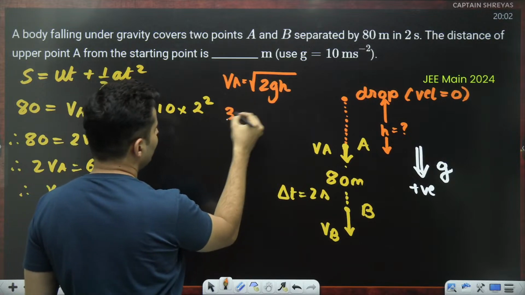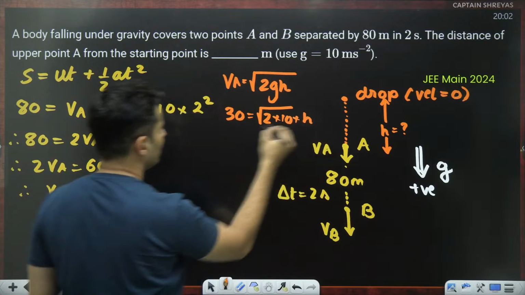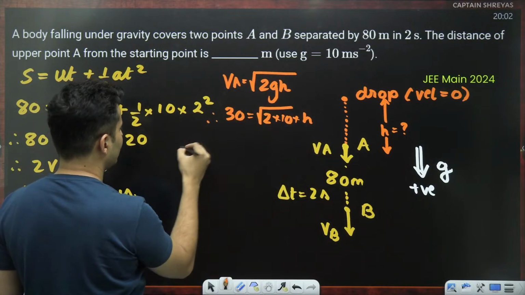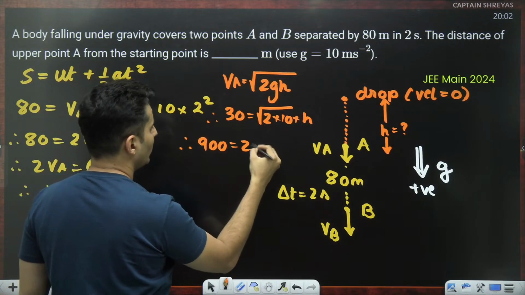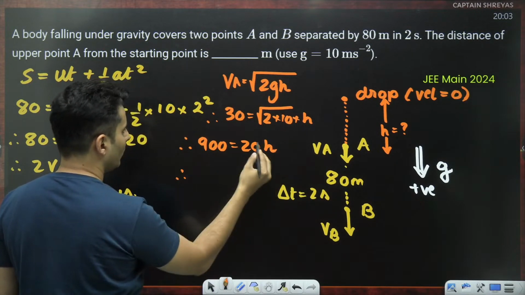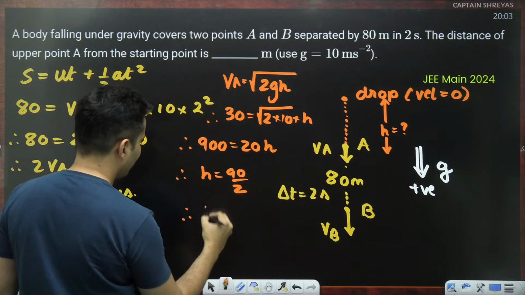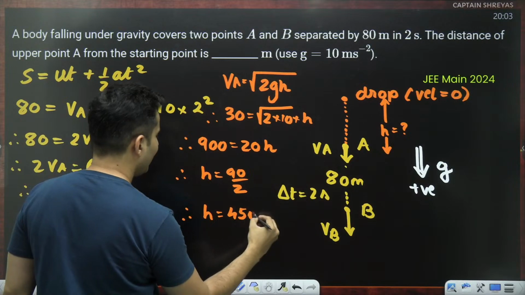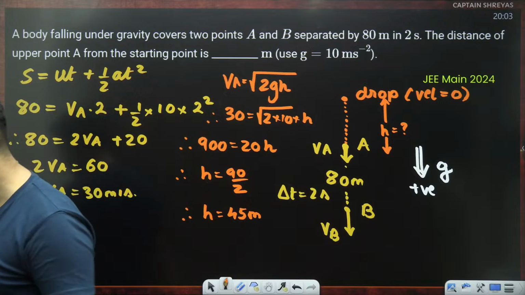This VA is 30. So 30 is equal to root of 2 into 10 into H. Squaring both sides, it becomes 900 is equal to 20H. Therefore, zeros cancel, H is 90 by 2. Therefore, H is equal to 45 meters. So this distance is 45 meters.